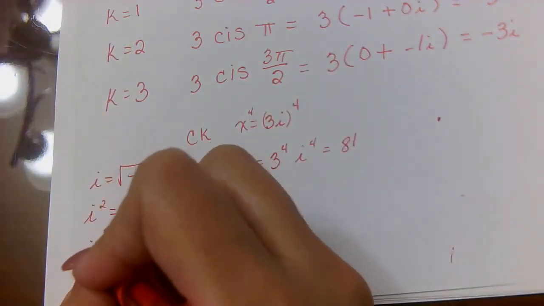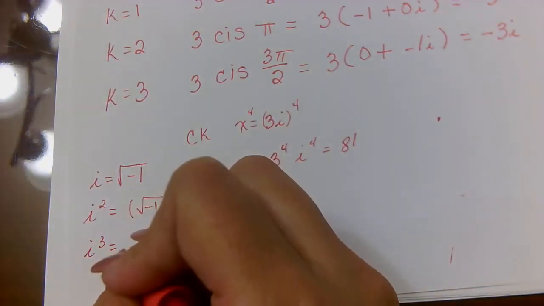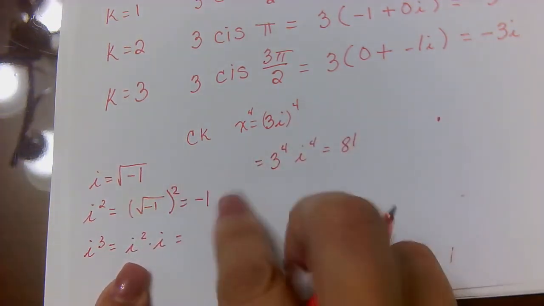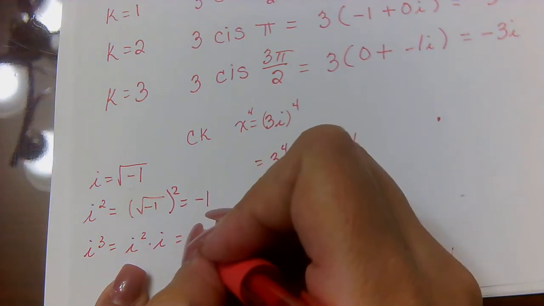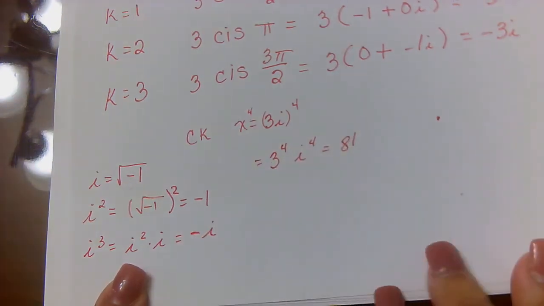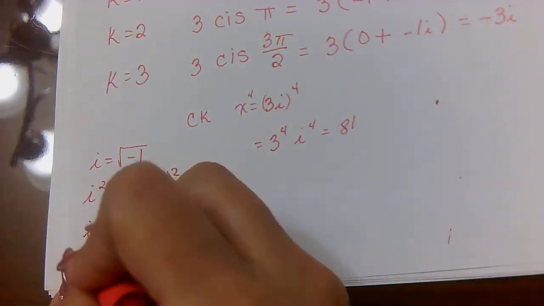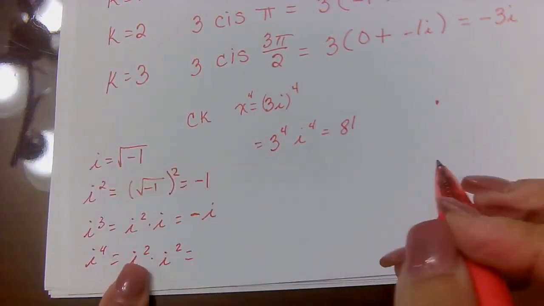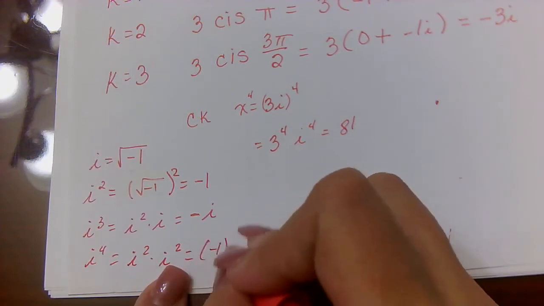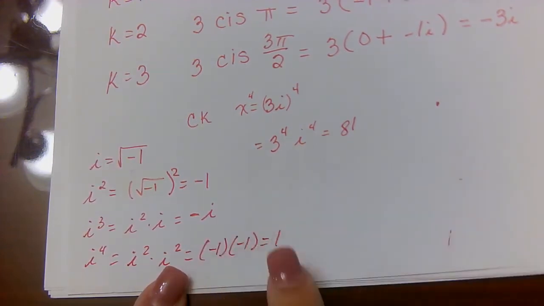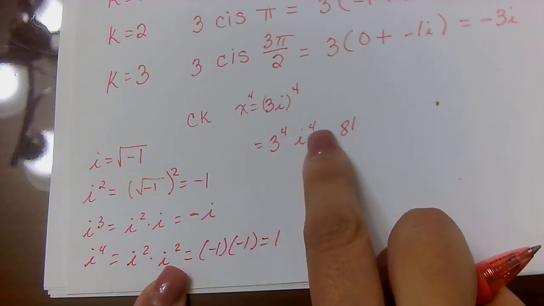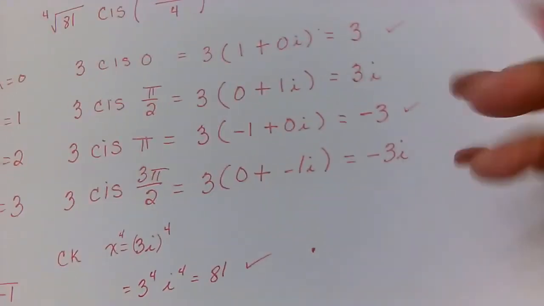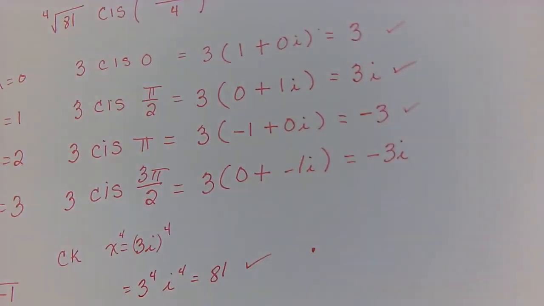We said i to the 3rd was the same thing as saying i squared times i. Well, i squared is negative 1, so I can say negative i. Okay? And i to the 4th is the same thing as i squared times i squared, which is negative 1 times negative 1, which just equals a positive 1. So i to the 4th is just equal to a positive 1. So this actually works out as well. So this does come out to 81.